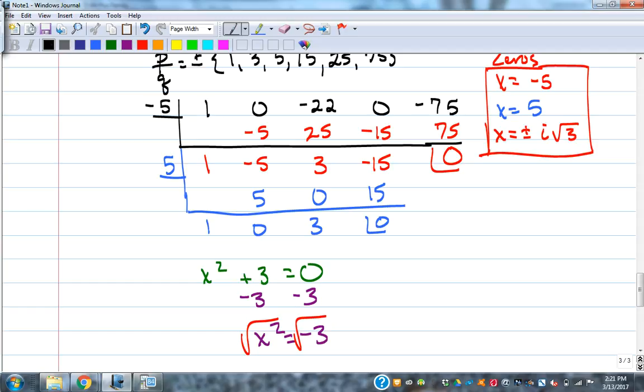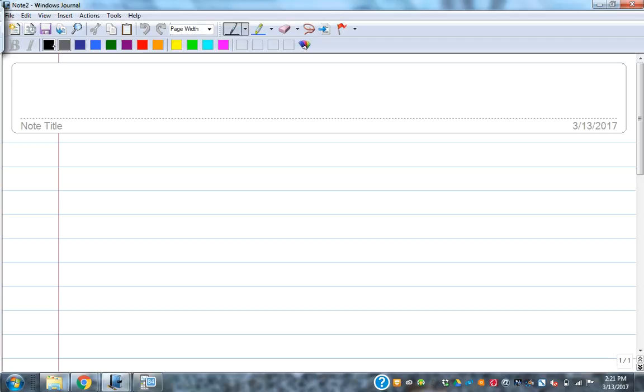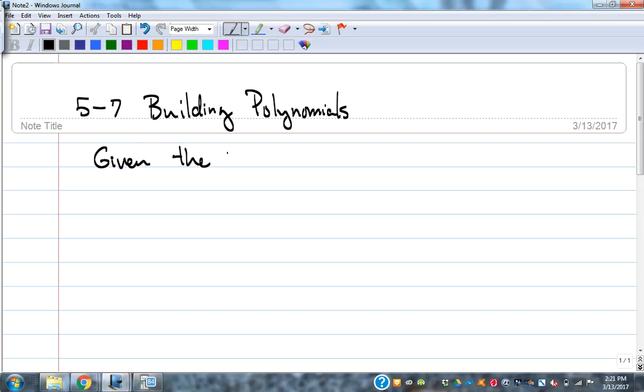All right, let's look at section 5.7. Building polynomials. And remember, in the first part of chapter 5, we spent some time multiplying polynomials together. That's the reason for it: to build a polynomial given the zeros.